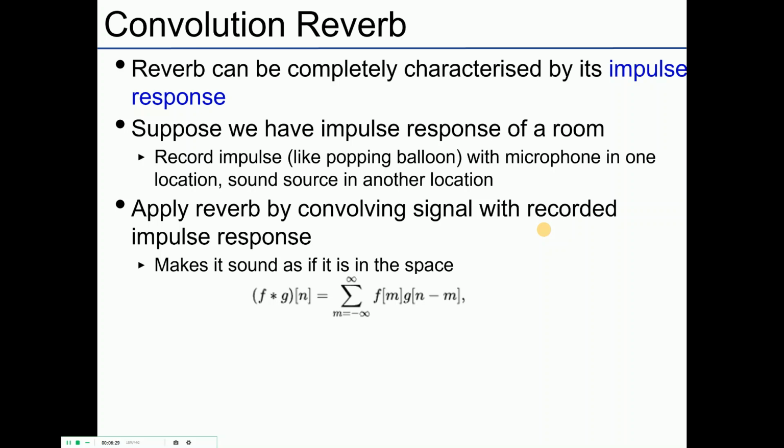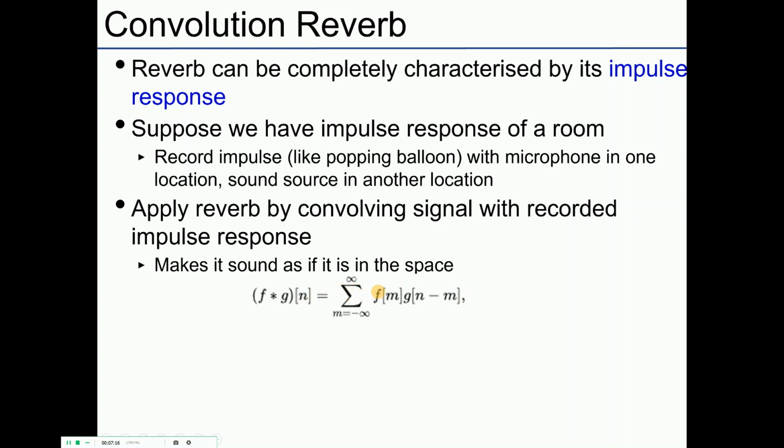The reverb can be fully characterized by its impulse response shown previously. Essentially, for a pulse as input, the recording would give values over time for that pulse. So you record a pulse, what you get out for an actual recording in a real environment is the impulse response. If we have that, we might have recorded it using popping a balloon, and there's various different techniques that can do it even more accurately. We then apply reverberation by convolving the signal with this impulse response.